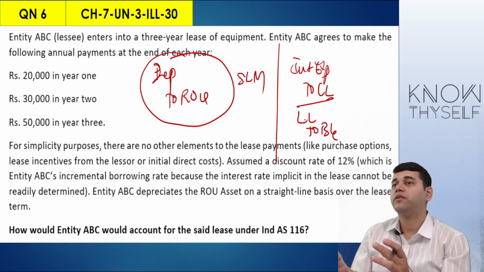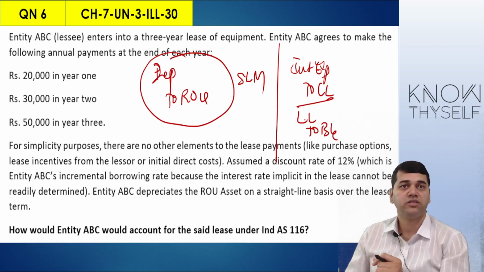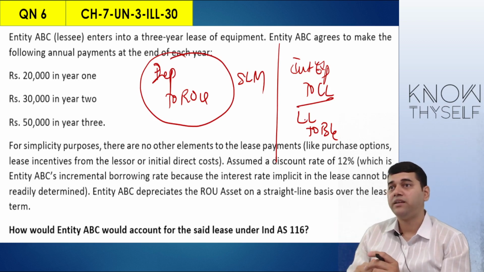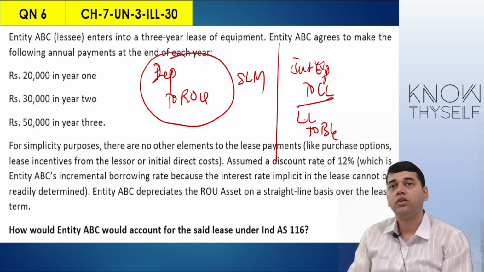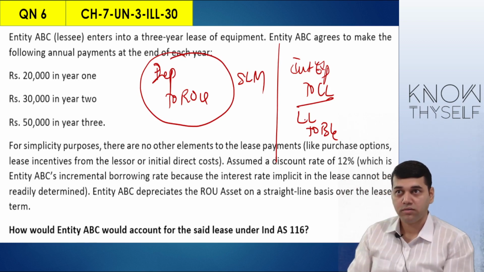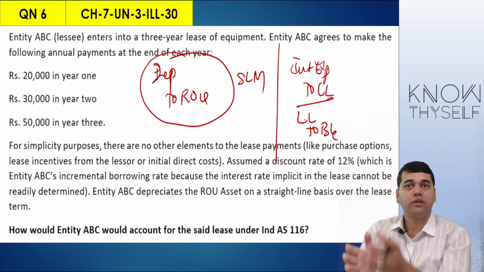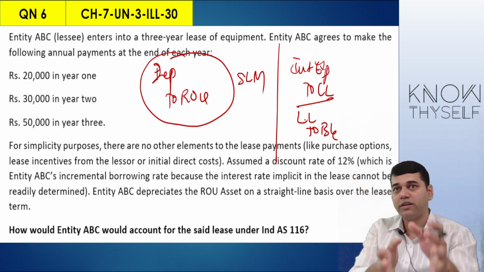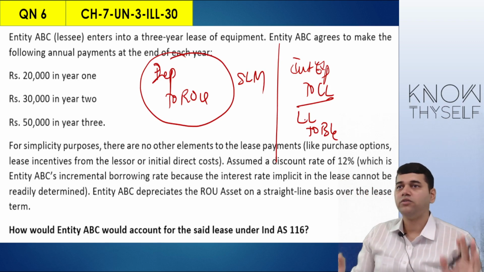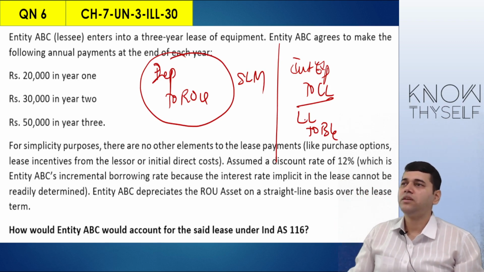You might come across one problem. There was one accountant called Mukesh. 5 lakh lease rent was paid, and he debited 1 lakh lease rent to P&L. What do you say now? Wrong. You have to calculate the present value like this, ROU has to be depreciated like this, interest expense has to be recognized like this. This is what we are going to do. That's the new lease accounting.